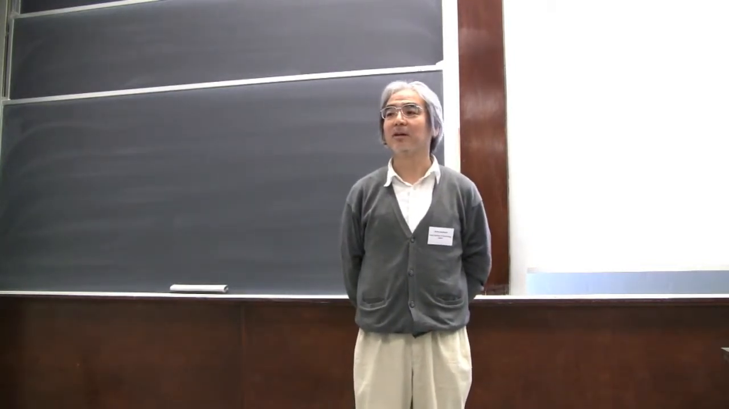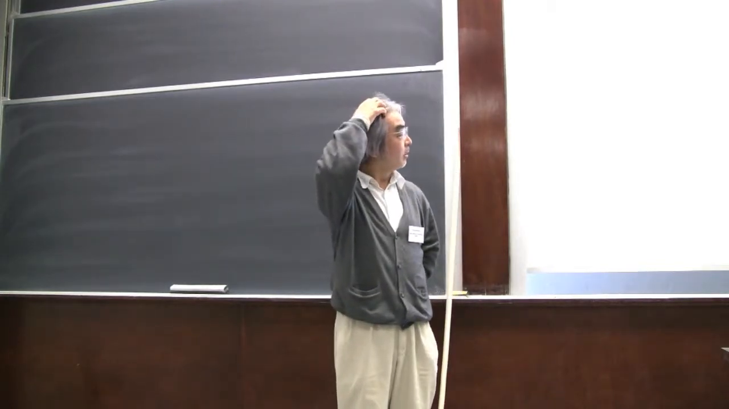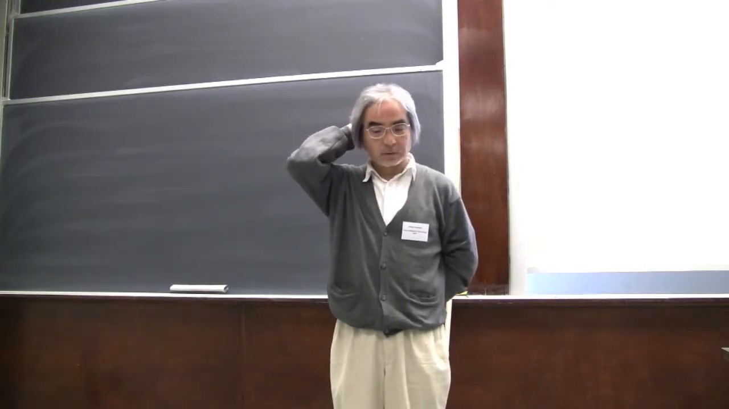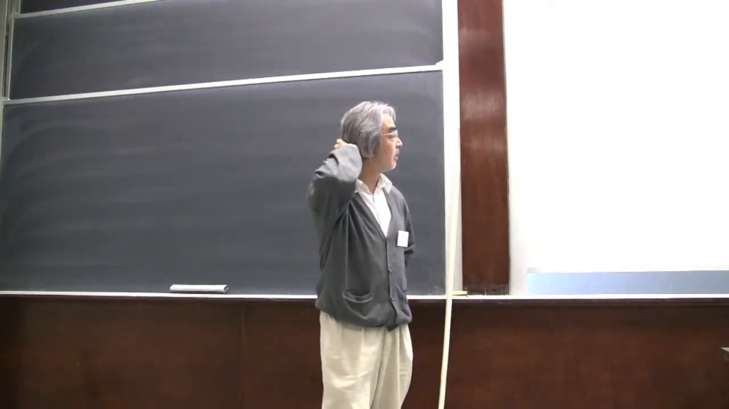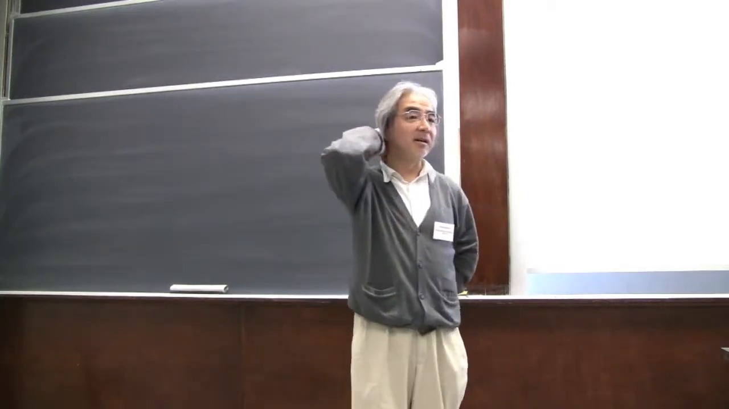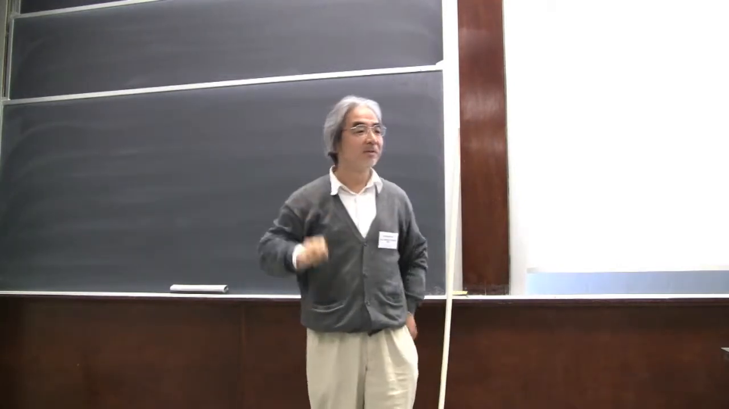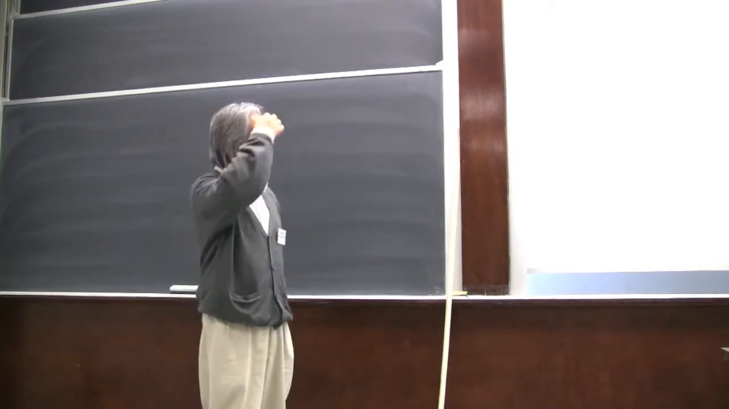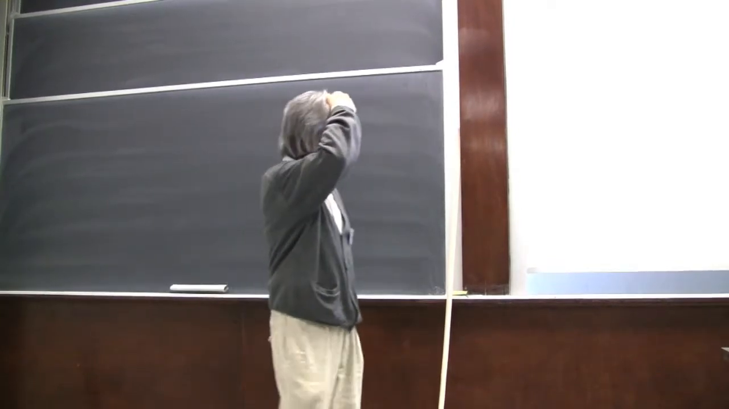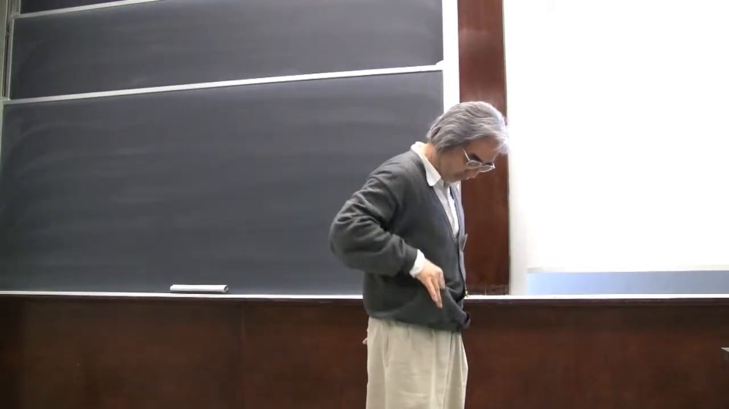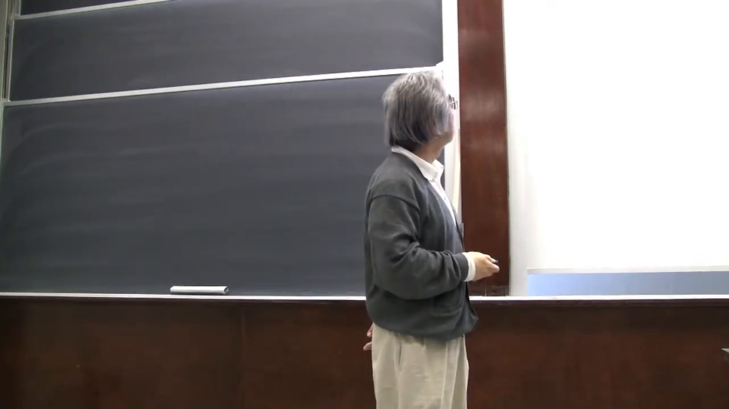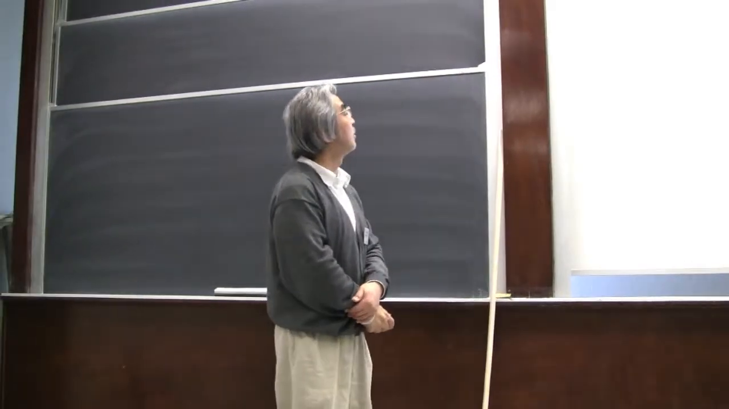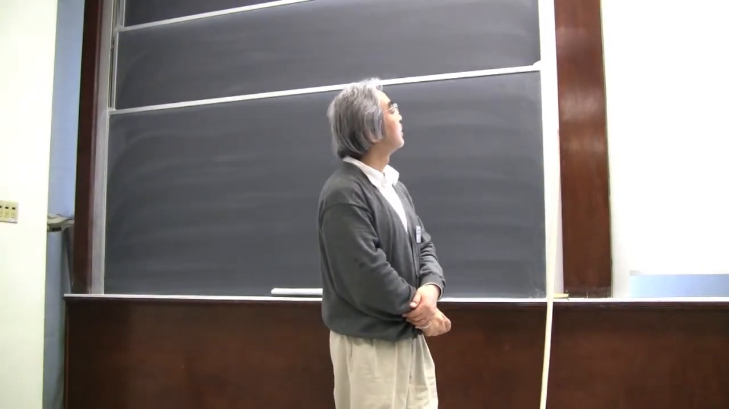Today I'd like to talk about some generalizations of the volume conjecture. In my first lecture, I introduced the volume conjecture and proved the conjecture for the figure eight knot case. And yesterday I gave a kind of fake proof of the conjecture for general knots. To start with, this is the original volume conjecture.